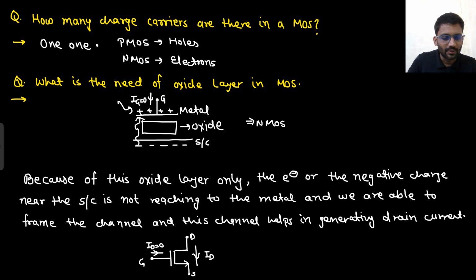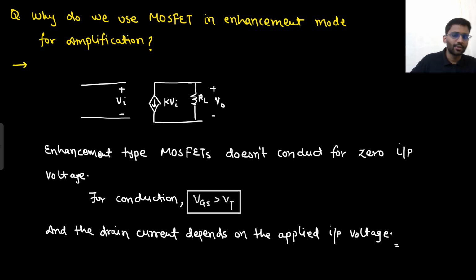Understood? Now the third question: why do we use MOSFET in enhancement mode of operation for amplification? That I have already explained to you. Because what did we need as an amplifier? That I apply a certain input voltage and then I get an output that is depending on the input voltage.